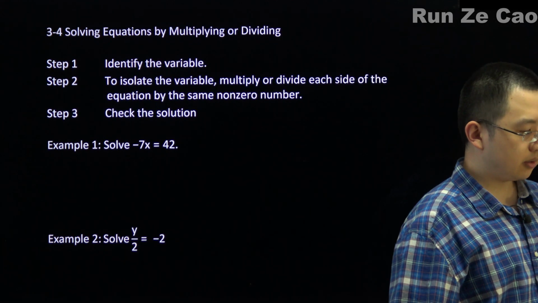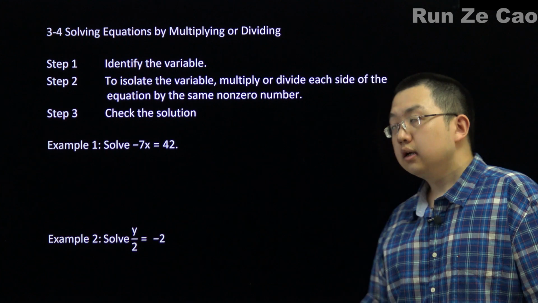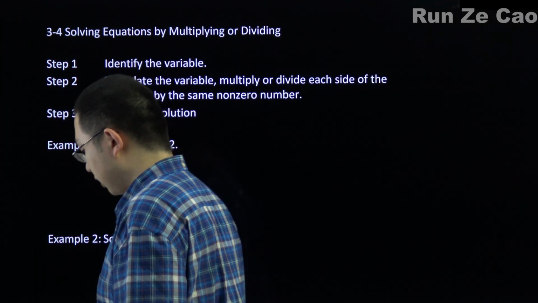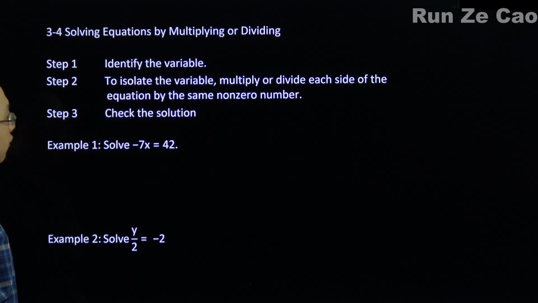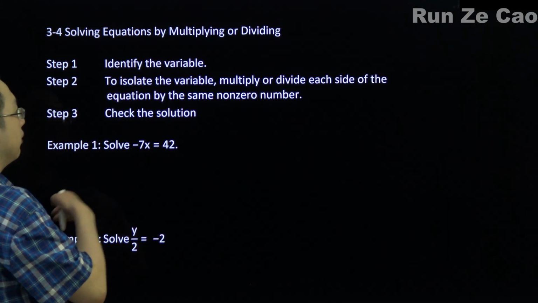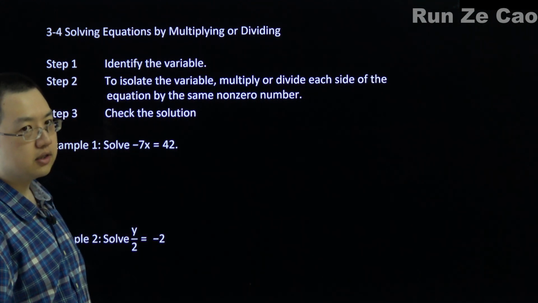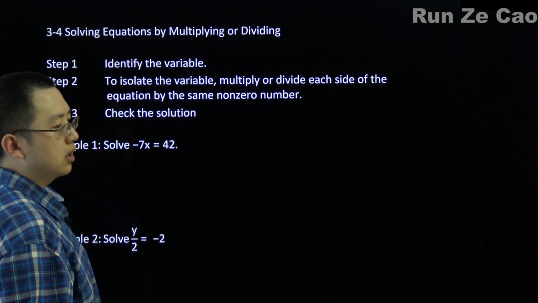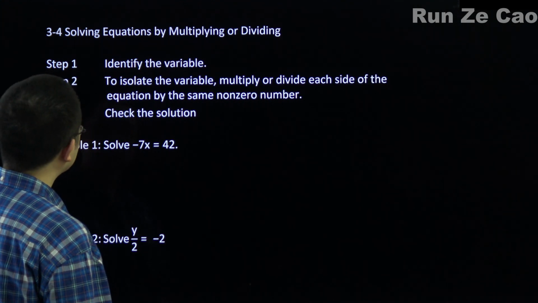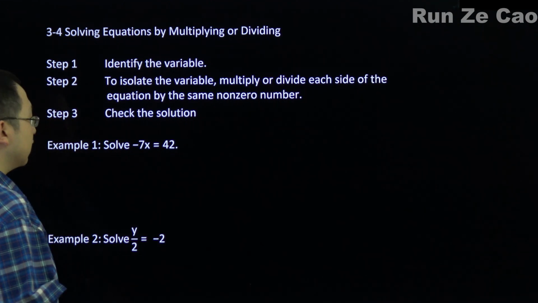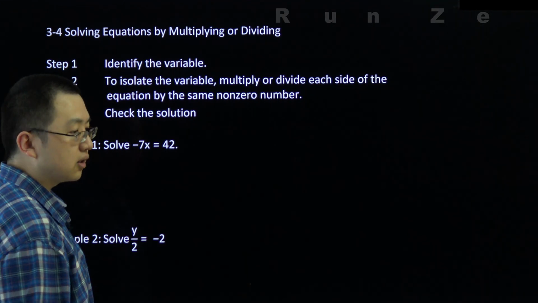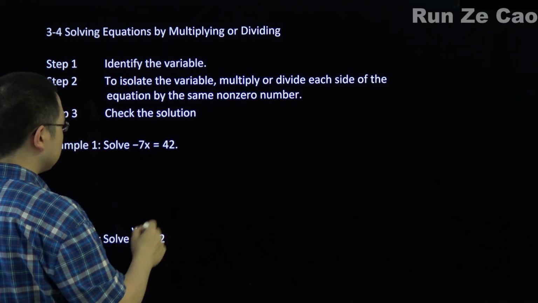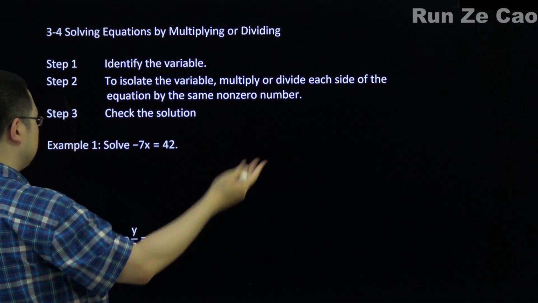Solving equations by multiplying or dividing. Step 1, you identify the variable. Step 2, you isolate the variable by multiplying or dividing both sides of the equation by the same non-zero number. And then you check your solution, if indeed you're supposed to check the solution. Generally, you should, at least at this stage. But eventually, you'll get to the point where you can look at the solution and just mentally check it, and it's like, okay.